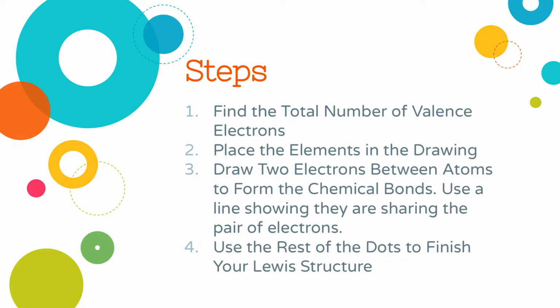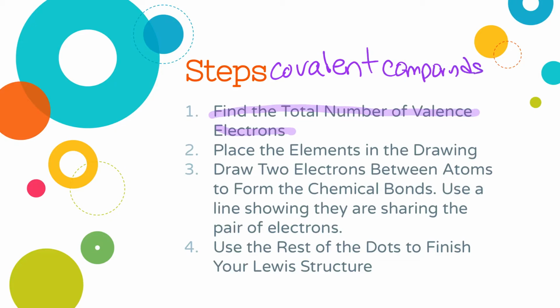The steps to drawing Lewis dot structures for covalent compounds: find the total number of valence electrons. You should write these down in your notes so you have them written somewhere. Steps for covalent compounds. We find the total number of electrons, place the elements in the drawing, then draw 2 electrons between atoms to form a chemical bond. Use a line to show they are sharing the pair of electrons, and then use the rest of the dots to finish your Lewis structure.